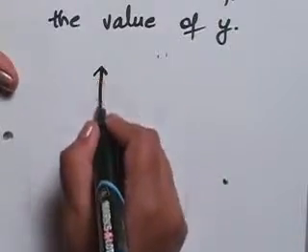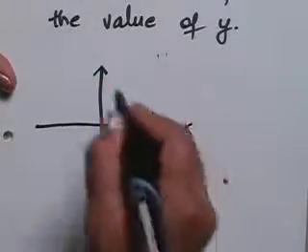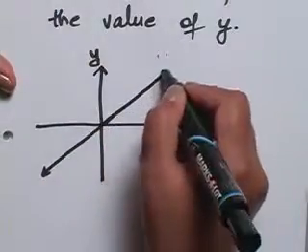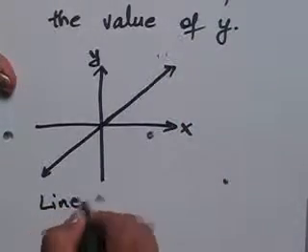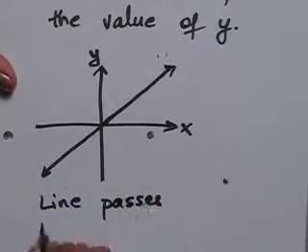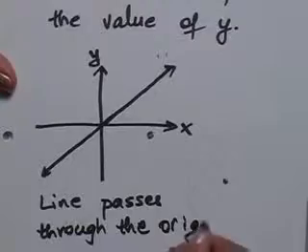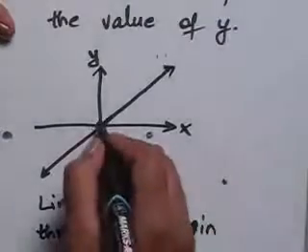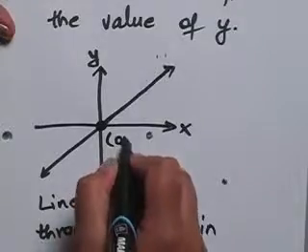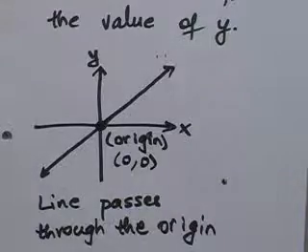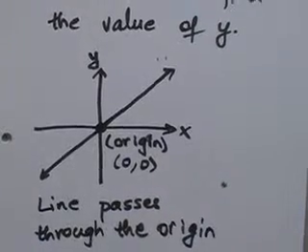Now, if you have a line that passes through the origin, it would be a line that looks like this. In this case, you will notice that your x and y-intercept are the exact same point, and that point, of course, is the origin, or the coordinates for that will be (0, 0). You can also have lines that have just one intercept, either an x-intercept or a y-intercept.